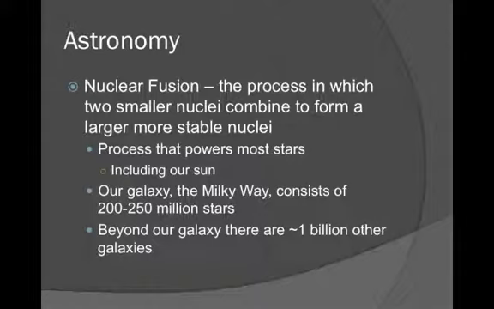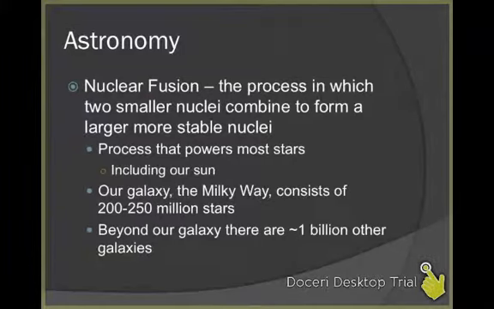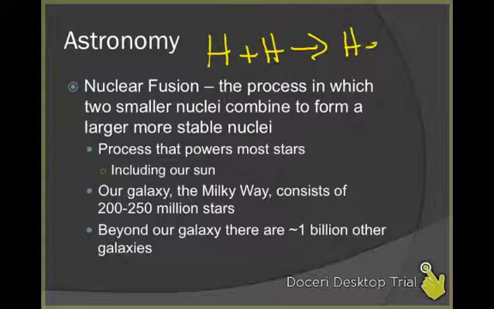let's talk about nuclear fusion. This is what we talked about last week, right? Nuclear fusion is the process in which two smaller nuclei combine to form a larger, more stable nucleus. Not always, but on our sun, we take hydrogen plus hydrogen, and what does it form? This is a review. Helium, right? Hydrogen and hydrogen fuse to form helium.